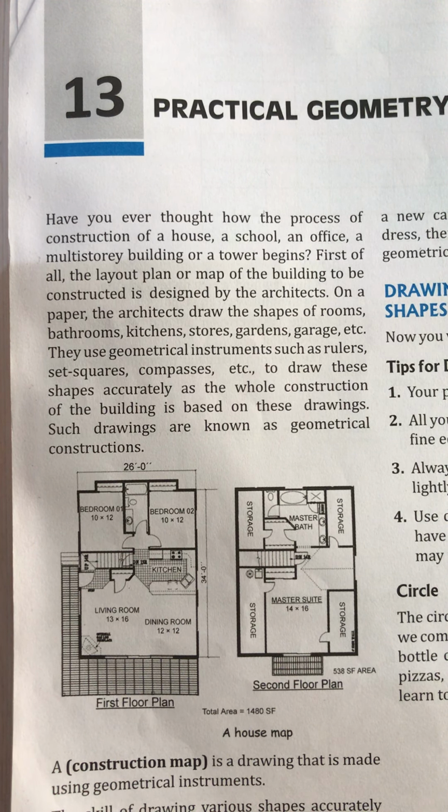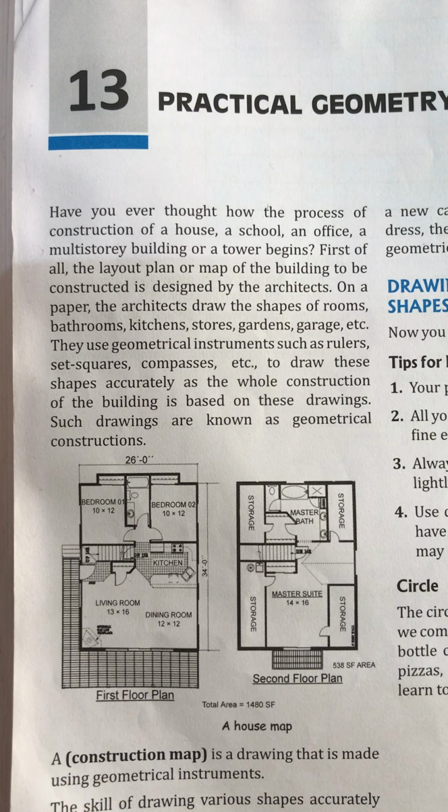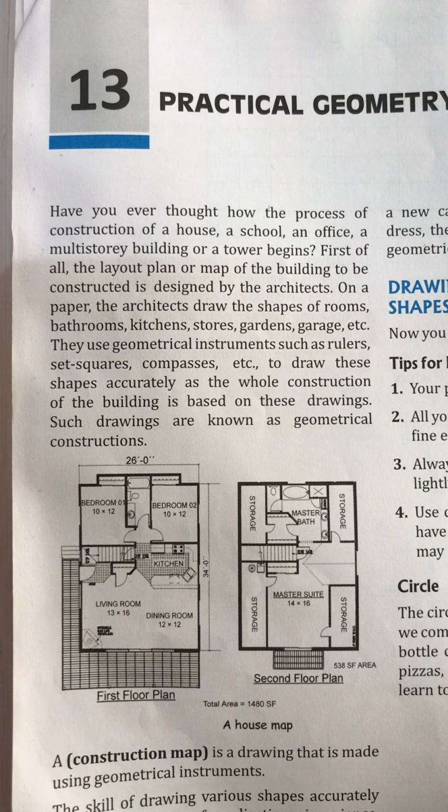So what is there in the chapter? It is like construction. What is a construction? Construction is a drawing that is made using geometrical instruments. Means when you draw something using geometrical instruments in a proper way, that is known as construction.